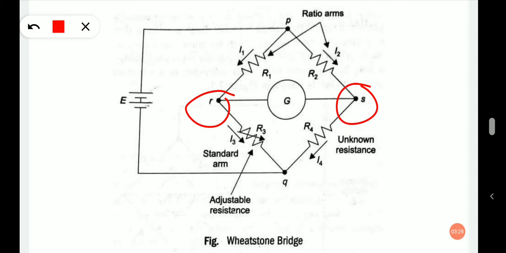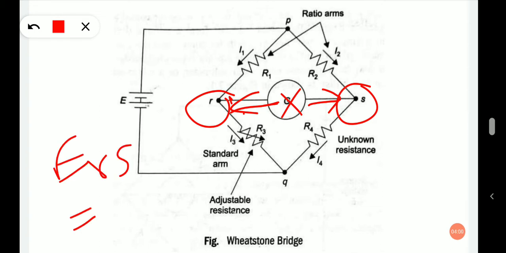For this, first remove the galvanometer and calculate the equivalent voltage appearing at these terminals R and S. So if we remove this galvanometer, then we can write the voltage appearing across these terminals, that is ERS, equals EPR minus EPS.